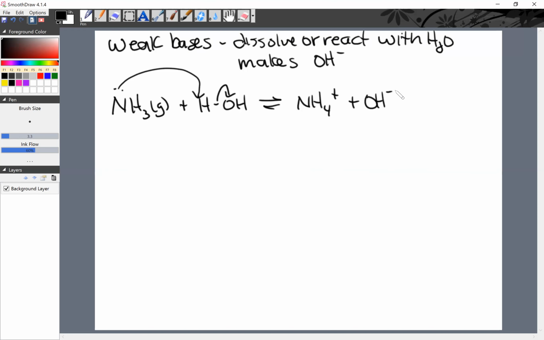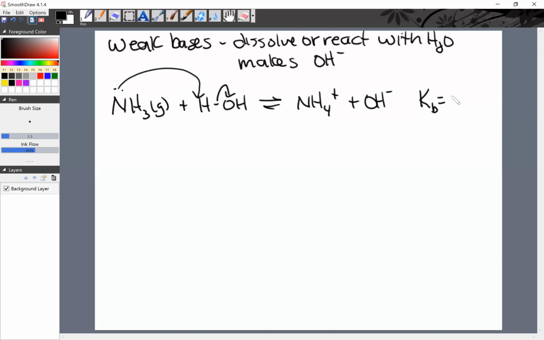All right, this is a weak base, so the K value would have a subscript B. So Kas have protons in the product side. Kbs have hydroxides in the product side. And we can look that up in just a moment. All right, so there is your molecular.